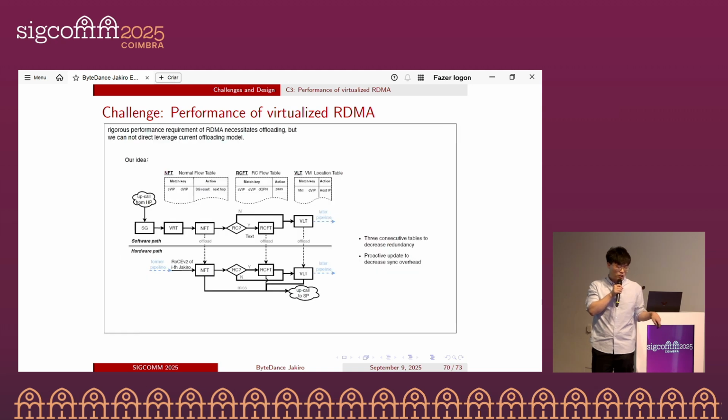So our solution is to try to offload 3 consecutive tables in the hardware, and this will have 2 advantages. First, this will decrease redundancy, and second, we can do proactive update each time there is a modification in the corresponding table in the slow path.